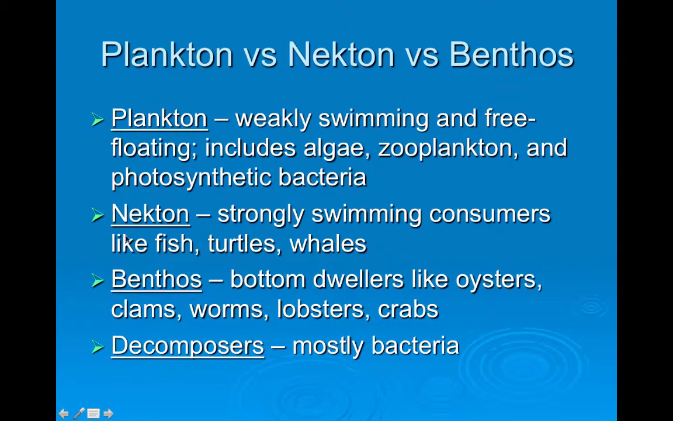All right, a couple of terms to know: plankton, nekton, benthos, and decomposers. You should know what decomposers are. Benthos is anything that lives in the benthic zone, so oysters, clams, worms, lobsters, crabs, they're all filter feeders. All right, plankton, don't swim so good. Nekton, swim good. Although the majority of plankton are microscopic, not all of them are. Heck, some of you who are listening to this could be plankton because you don't swim so good.